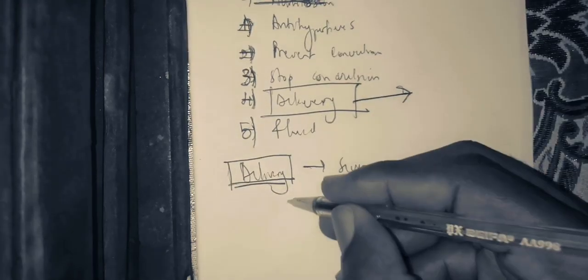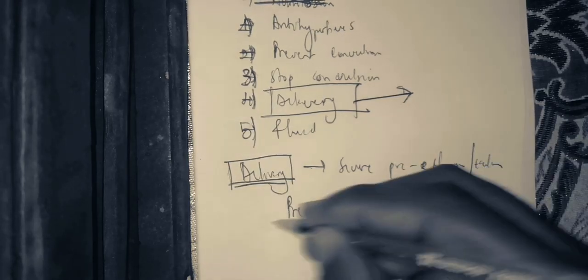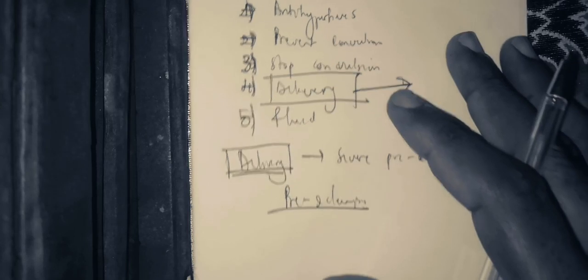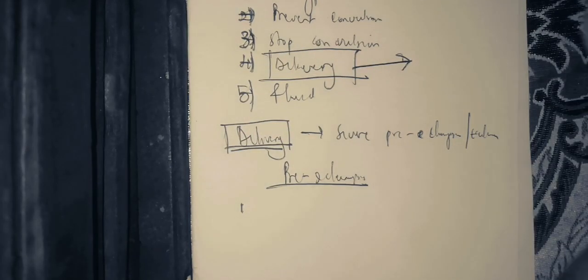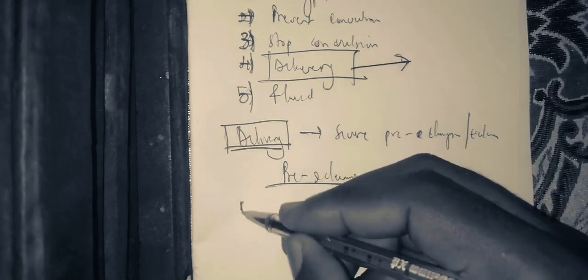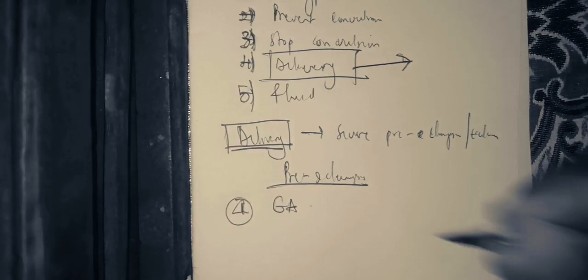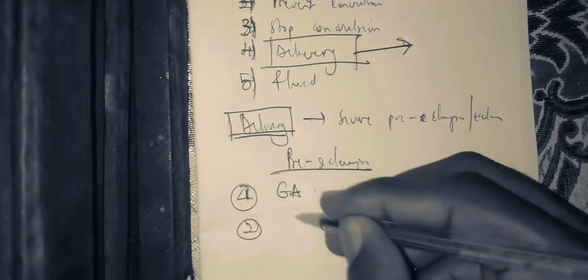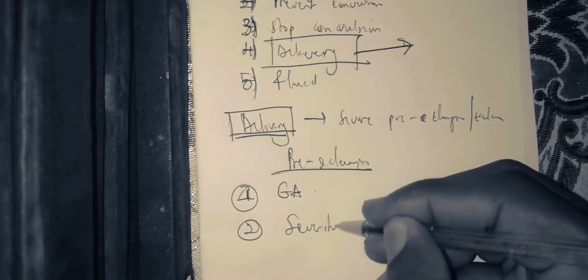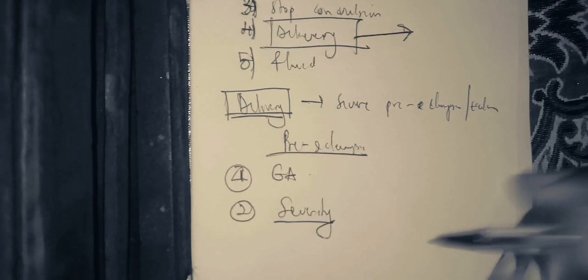Now let's start. Every time that you have a patient that has preeclampsia, there are 2 major things that are important for you in the management. The first thing is to know the gestational age. The gestational age is important for you in the management. And the second thing is to know the severity. Now the severity is the most important.